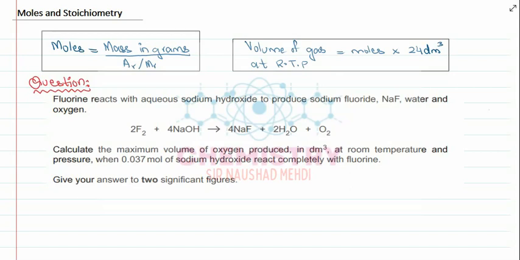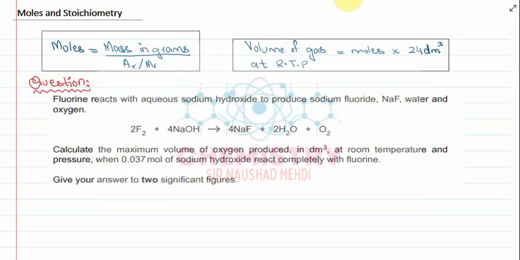The first one is a very basic formula, which is of the moles. If you want to calculate the moles of any substance, you have to divide the mass, whatever the mass is given in the question, by the Ar or Mr. Similarly, the second formula is for calculating the volume of a gas at RTP, room temperature and pressure. We have already studied that 1 mole of any gas occupies a volume of 24 dm³ at room temperature and pressure.